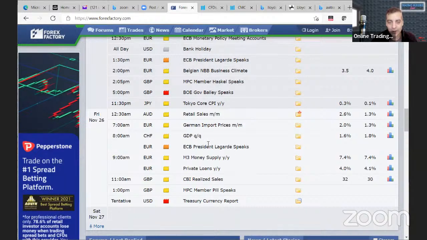Then we got Lagarde coming out as well. So, you know, does she say anything that is bullish for the euro? Probably not. So that will be the week ahead, mate. I think some numbers that don't look that significant, but might well give us some further indication about what they actually do when the next genuine announcements come out.